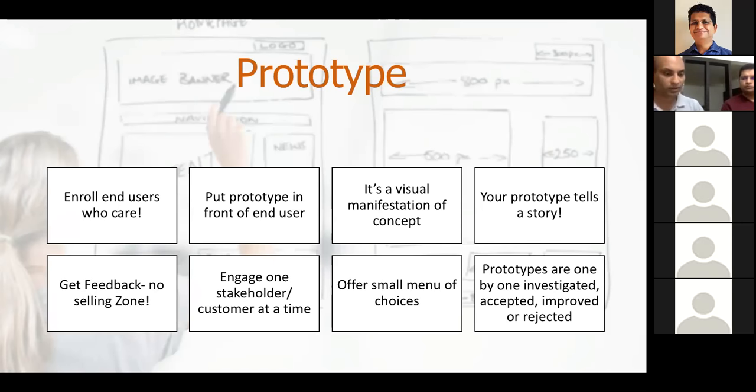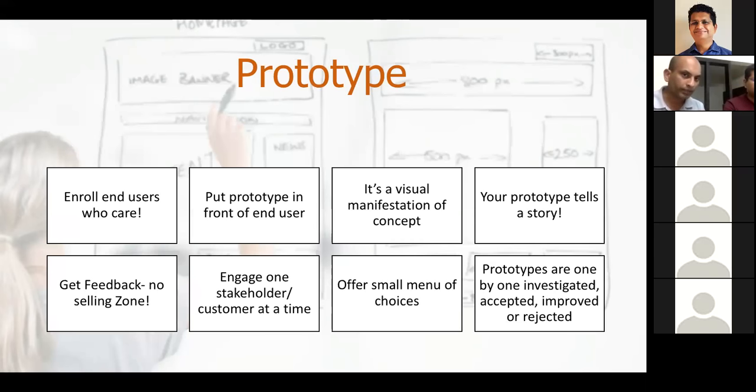Again, a prototype is not something very sophisticated, very complex. Keep it simple. Keep it inexpensive. By the way, a design created on a whiteboard, and discussions on a whiteboard, could also be a good prototype. Okay.